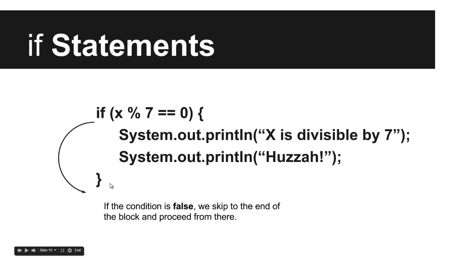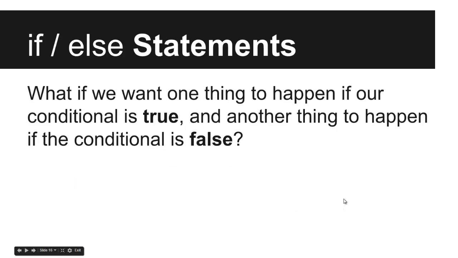And here in a few minutes we'll talk about the else structure, which will let us have things happen if the condition isn't true. But for right now, if the condition isn't true, all you need to know is that it looks at this opening curly brace and then finds its matched partner and goes right after it. Okay, so that's the thing that you need to know right now. And so then the question, this is the if-else statement. What if we want one thing to happen if our conditional is true and another thing to happen if the conditional is false? And that's where we're going to be when we come back here in just a minute.